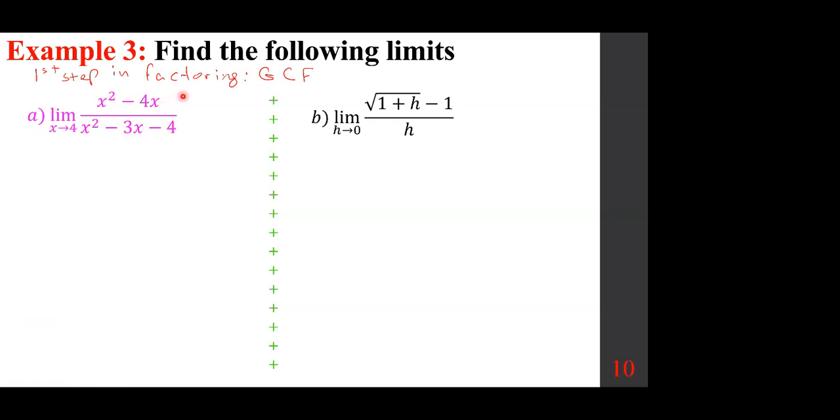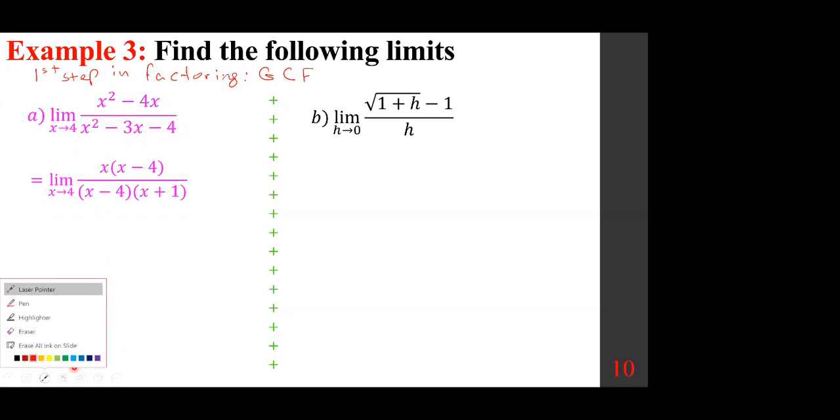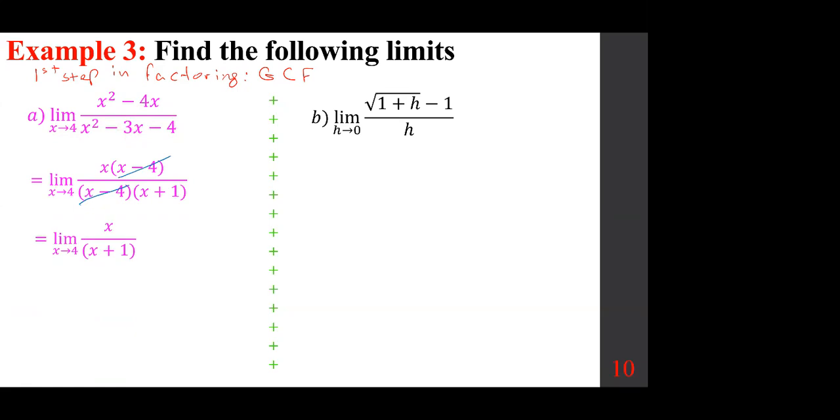So the top, you take out the x. The bottom one, you want two numbers. The product is C, which is negative 4, and the sum is B, which is negative 3. You already have an idea. Most likely you have x minus 4, and so you can factor it accordingly. As you can see, the common factor of x minus 4 drops, and you are left with x in the numerator, x plus 1 in the denominator.